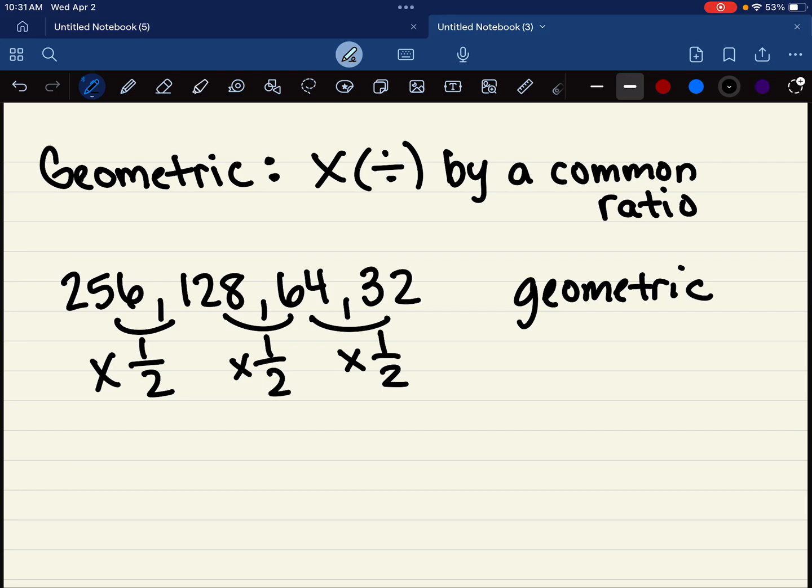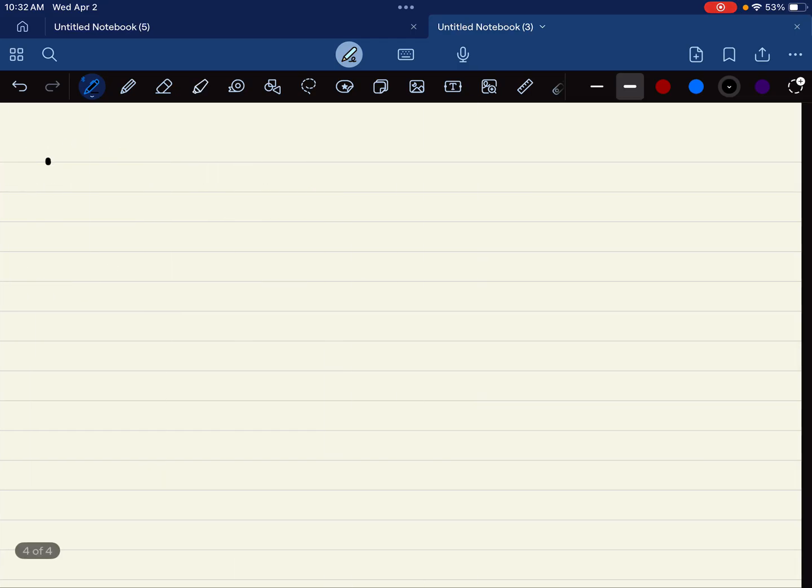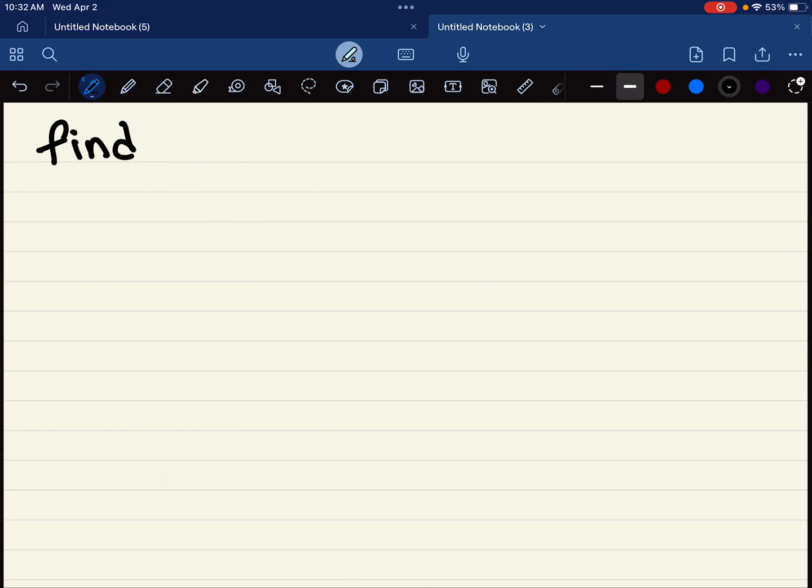Everybody okay with that? I'm not going to go over a whole number on this because you can usually tell if we're multiplying by a whole number. And we're going to see that in our next examples. All right, so we're going to find the next three terms in the geometric sequence.